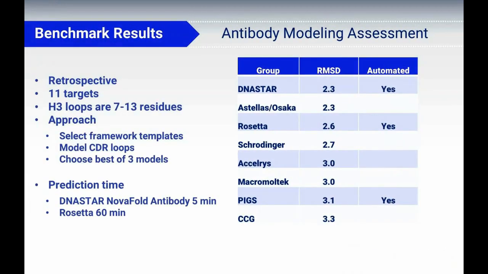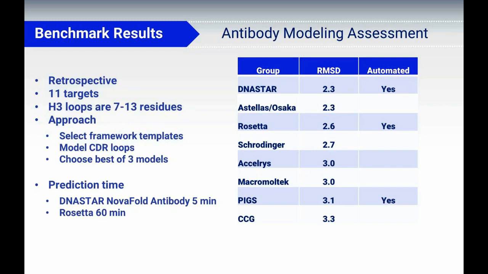In addition to large internal benchmarks that we've run with hundreds of structures, we've also compared the NovaFold antibody structure predictions versus one of the more recent, smaller benchmarks that compare different companies' software prediction packages. And in this benchmark of about 11 targets, we predicted the H3 loops with average RMSDs of 2.3 angstrom RMSD, which is right at the top.